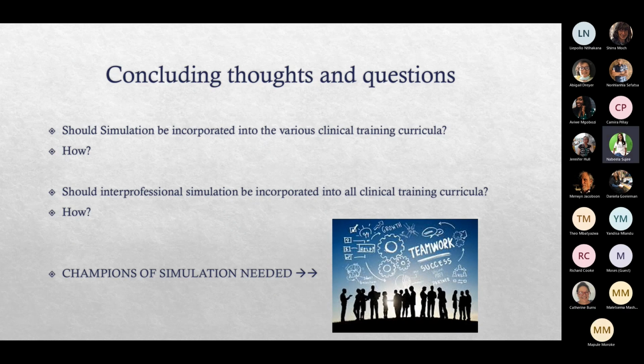Okay, so concluding thoughts, and I put this to everyone out there. I think I've motivated enough, so people might be scared to tell me no, but should simulation be incorporated into the various clinical training? And if so, I would like one or two people to give me an idea of how you want to do this. And then best believe I will send you an email to make it happen.